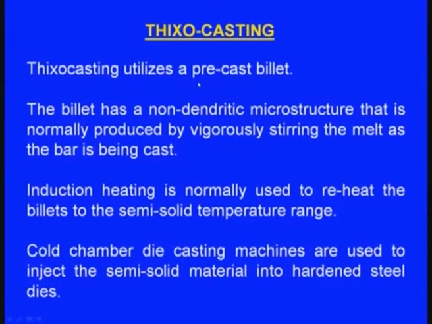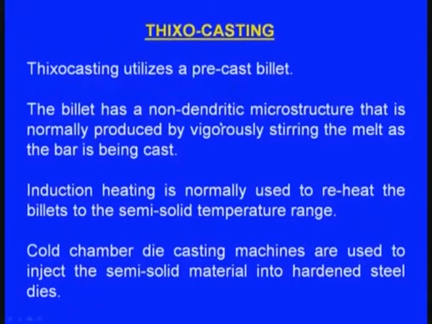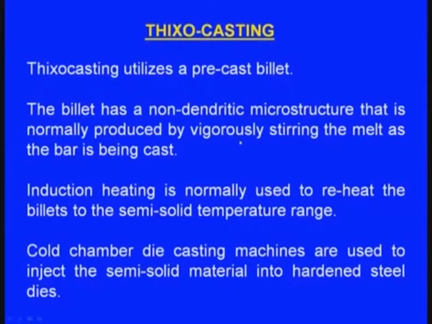Thixocasting utilizes a pre-cast billet. We have to buy this billet in the market and it is pre-cast under certain controlled conditions, under a certain controlled environment. The billet has a non-dendritic microstructure. You see this? This is very important. It has a non-dendritic microstructure that is normally produced by vigorously stirring the melt as the bar is being cast. As we are getting this bar, it is vigorously stirred.